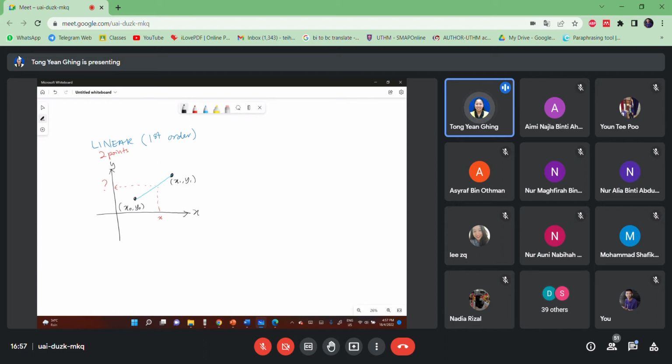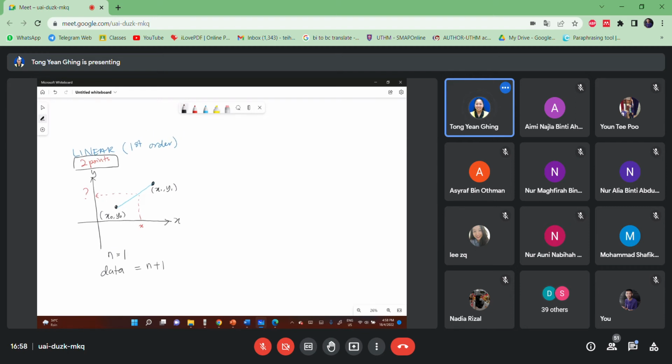So when we have 2 points, that means the n is 1. How to say, how many data points is equal to n plus 1? Kalau sini, contoh this linear, we have 2 points. That means 2 data points, so that means n plus 1. That means n is 1. Boleh?